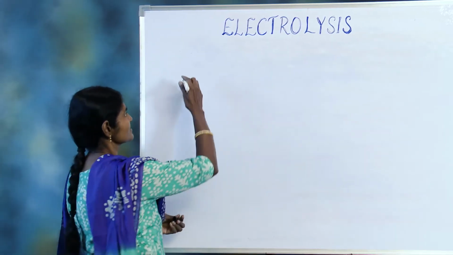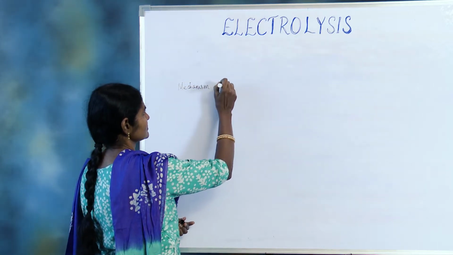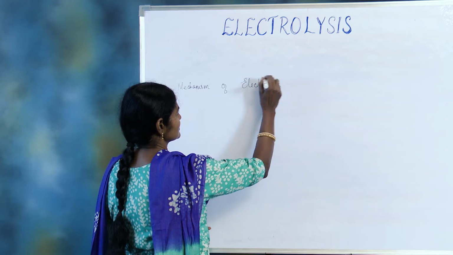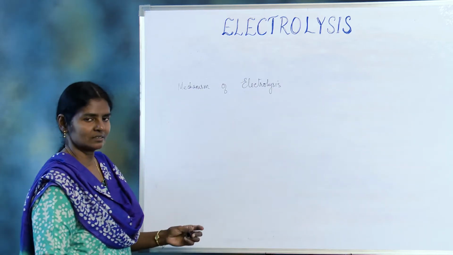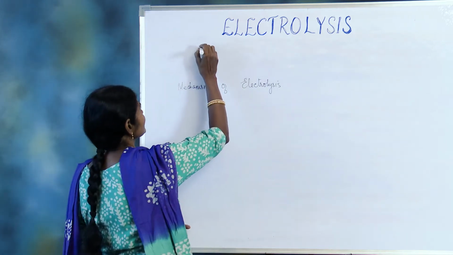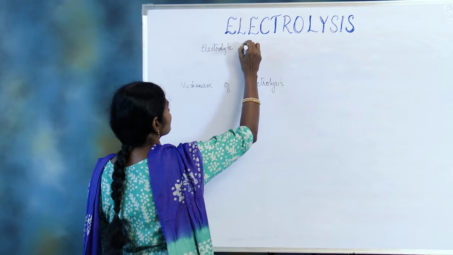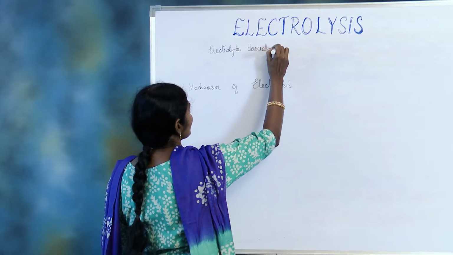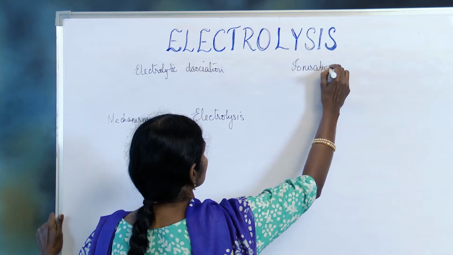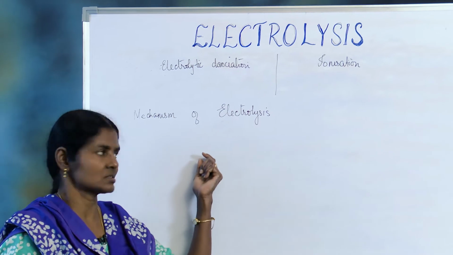Let us move on to the mechanism of electrolysis. Okay, before that, there is one small difference that we need to know, that would be electrolytic dissociation and ionization. After that, we'll move into the mechanism.